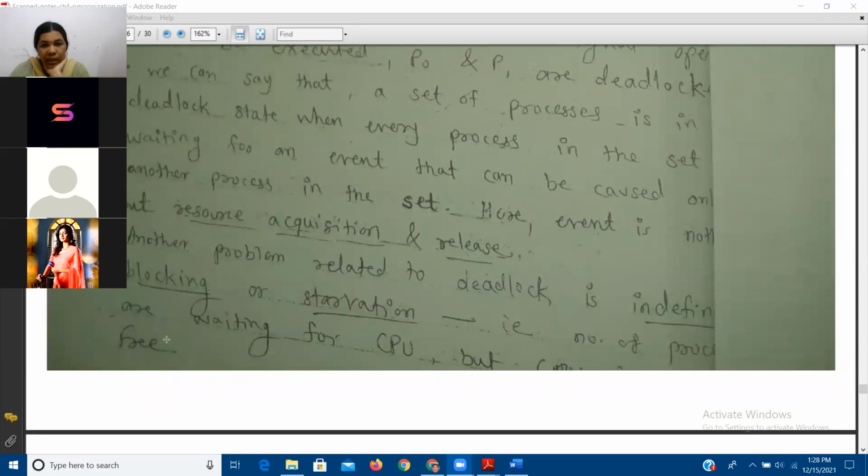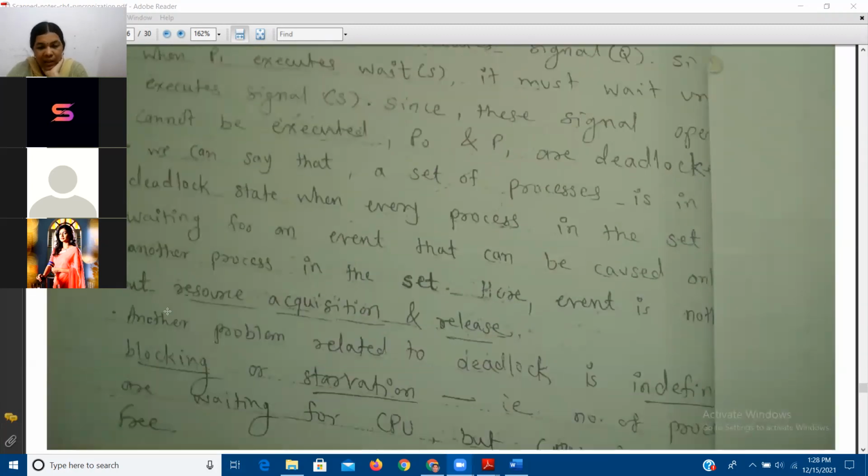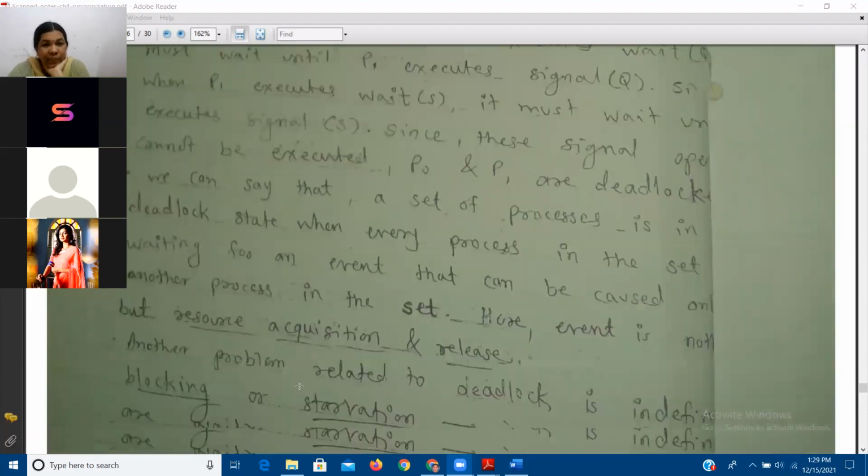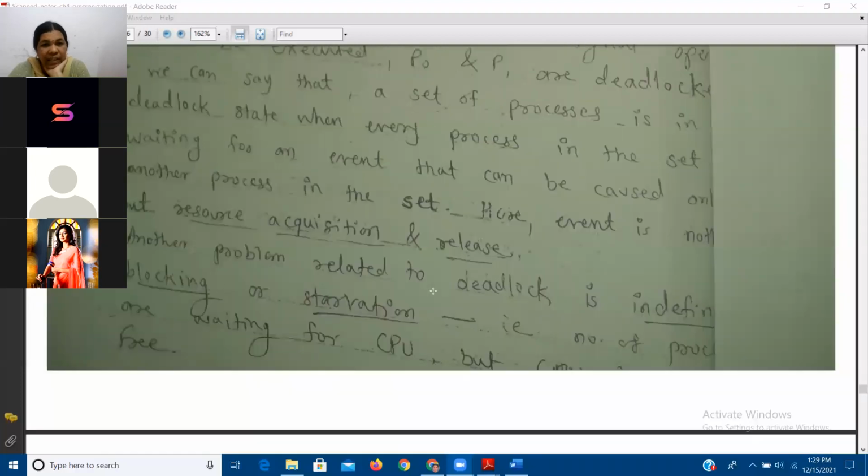Another problem related to deadlock is infinite blocking, also called starvation. They are already going into the deadlock state. Deadlock state is nothing but the waiting state, but we don't know whether that waiting will be finite or infinite. If it is infinite, it is called starvation. Indefinite blocking, that is infinite waiting. So the waiting time is not definite, it is infinite. We don't know whether that waiting time will finish or continue as it is. In that case, it is called starvation.